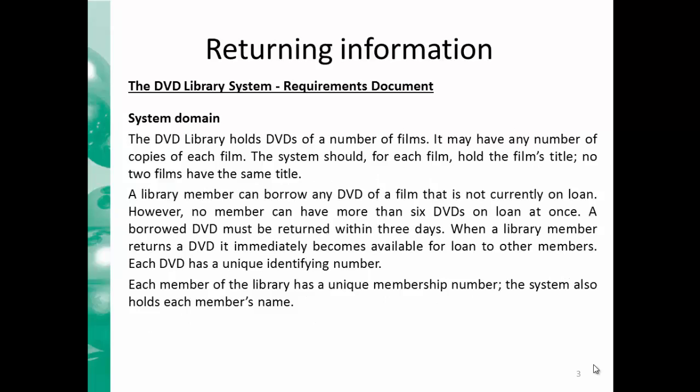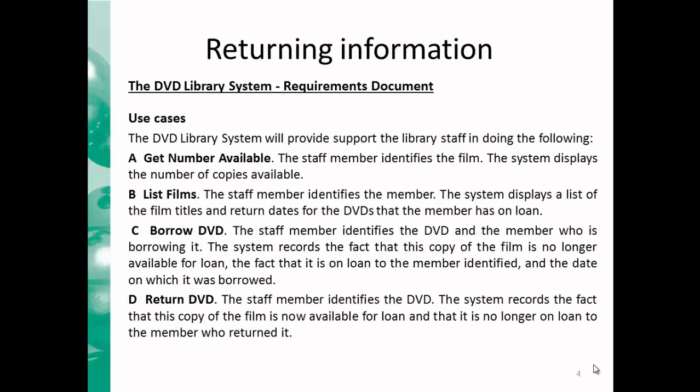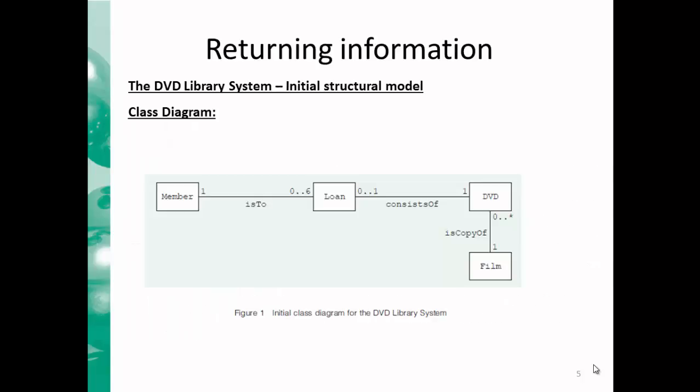To implement this, we will have a look at the system domain of the DVD library that we have used earlier in Unit 3. This is the system domain that you are familiar with. These are the use cases that we have covered also earlier. You are familiar with that. We have used this system domain and use cases to identify the classes and build the conceptual diagram for this particular system.